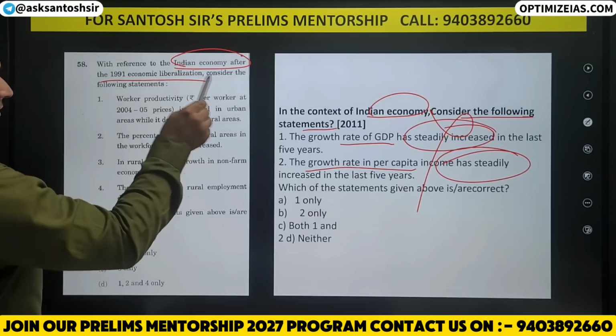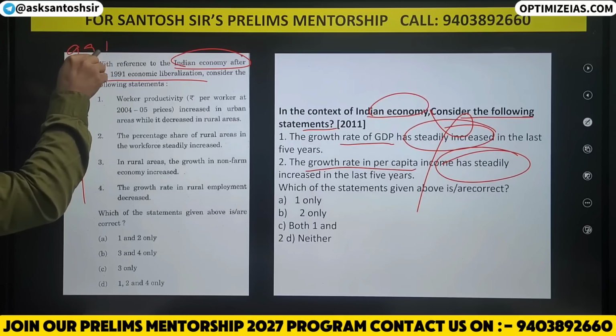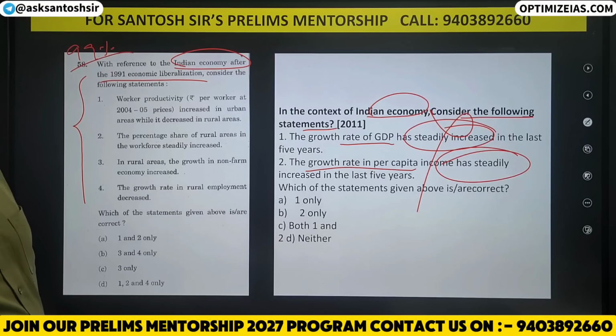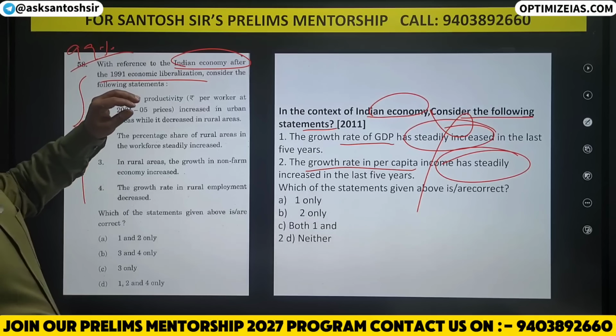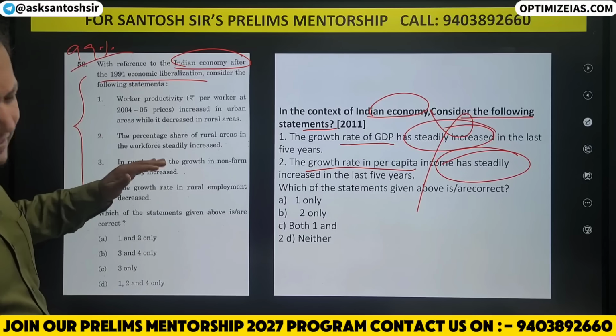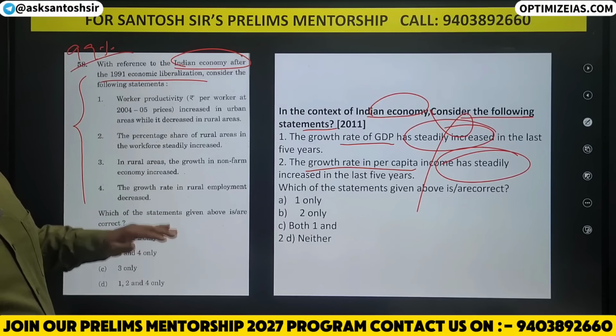Guys, I can tell you 99% of the aspirants will leave such questions, because such content you will not find in books. And these are difficult to solve if you do not know elimination techniques. A lot of facts are mentioned here about employment, rural employment, urban employment, really difficult to solve. But if you know my techniques, you can solve it. Otherwise, you can't solve them.